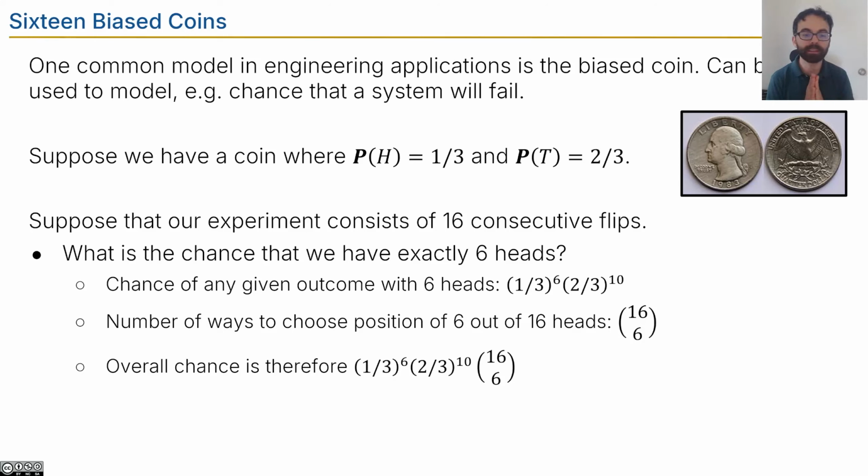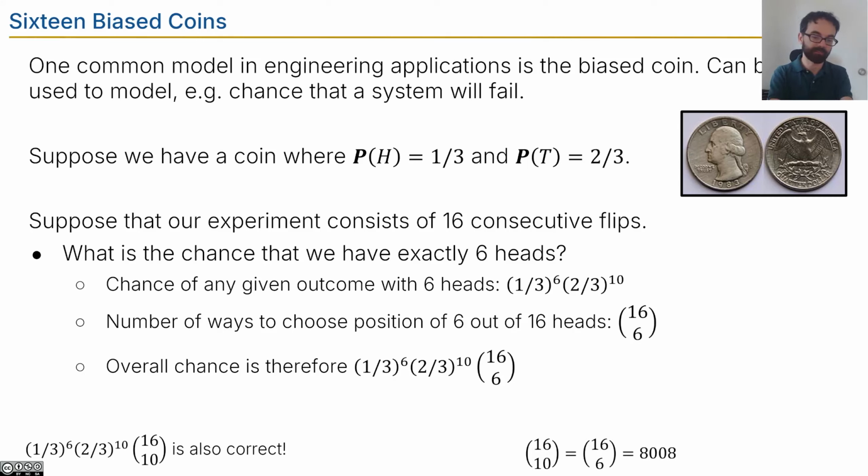Okay. Now some of you might have said, what if we choose the tails instead? Right? Couldn't we do number of ways to choose the position of 10 out of 16 tails? And that also works. You could also write this as 1/3 to the 6th times 2/3 to the 10th times 16 choose 10. And that's just because 16 choose 10 is the same thing as 16 choose 6. There's 8,008 of them. Okay. So that approach there, the counting lecture, is how we get to being able to solve this problem. And as we'll see, this kind of thinking is going to help us throughout all kinds of interesting probability problems as we move forwards. That is, the ability to count is fundamental to being able to compute probabilities.